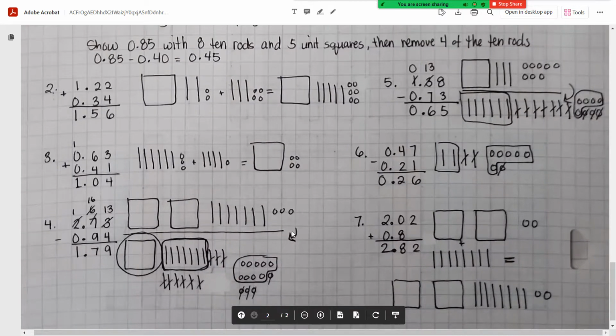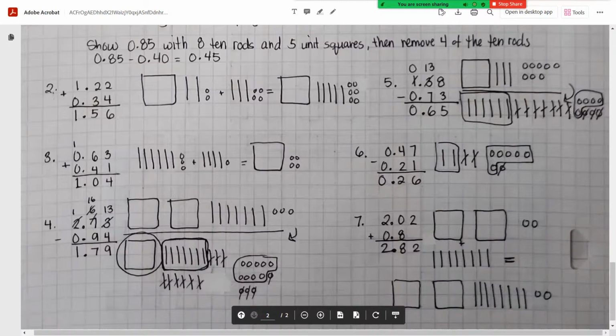For number 5, 1 and 38 hundredths minus 73 hundredths. Again, I had to decompose or break apart my whole into 10 tenths in order to have enough. So I was able to take away my hundredths. 8 hundredths minus 3 hundredths left me with 5 hundredths. I wasn't able to do originally the 3 tenths minus the 7 tenths. That's why we broke apart our whole.